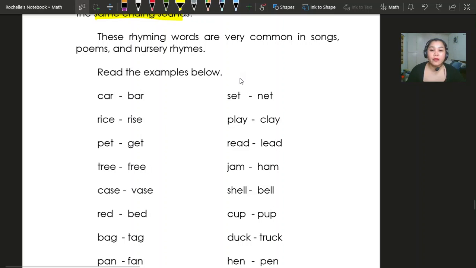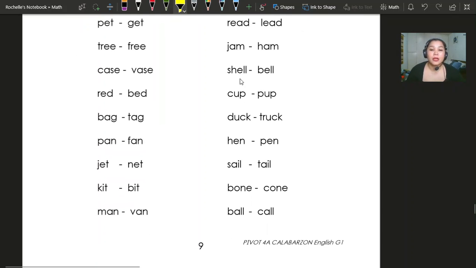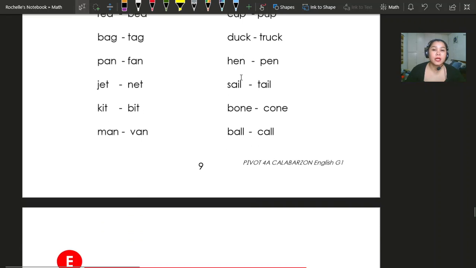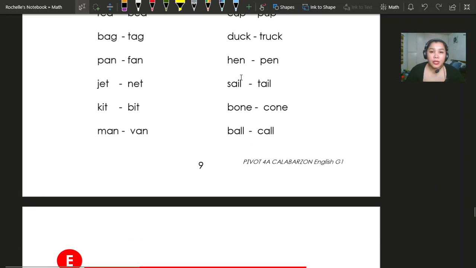On the other side, we have set, net, play, clay, read, lead, jam, ham, shell, bell, cup, pop, duck, truck, hen, pen, sail, tail, bone, cone, ball, call. Okay, so pause, try to read the words, and then during your free time, read them again.